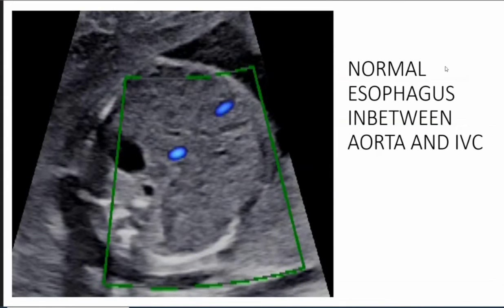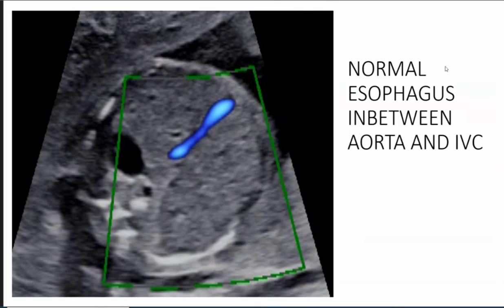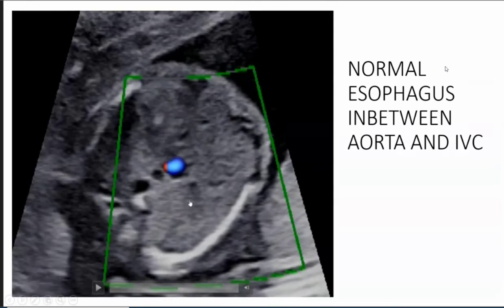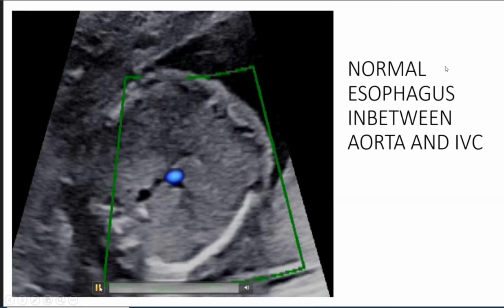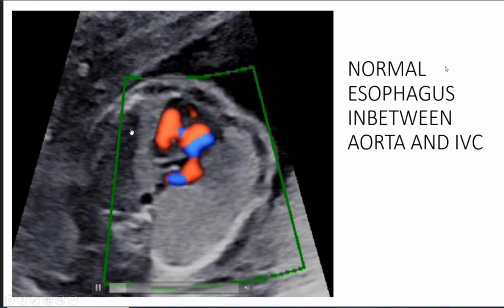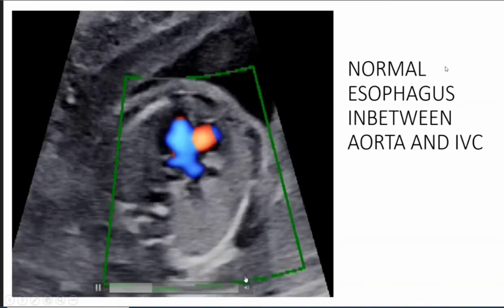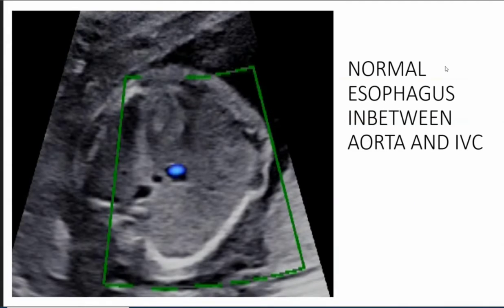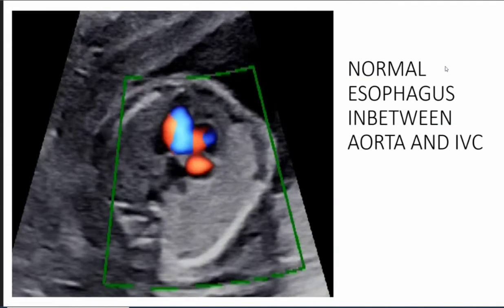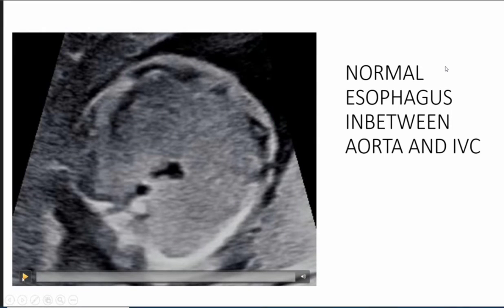cine loop. So first we need to demonstrate the situs of the abdomen, which includes showing the aorta on the left side of the fetus, IVC on the right side of the fetus, also showing the stomach on the left side of the fetus and liver on the right side of the fetus. So after we have done this, we will look at the next view.